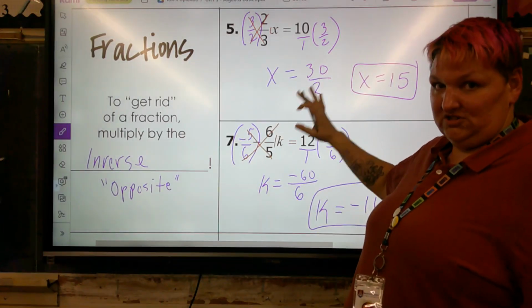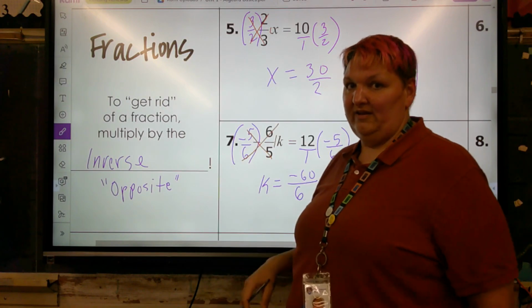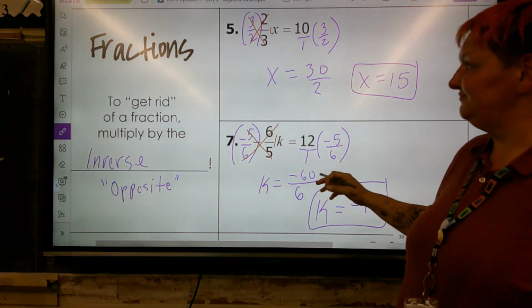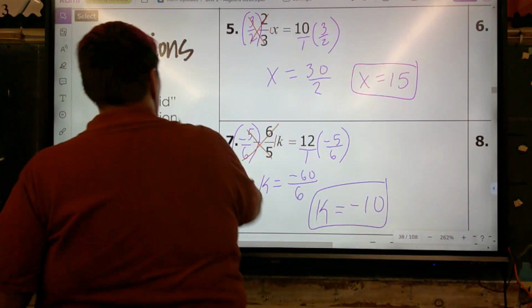So it's no big deal just because they added fractions. You just flip and multiply on both sides of the equation. Okay? Let's see what comes next.